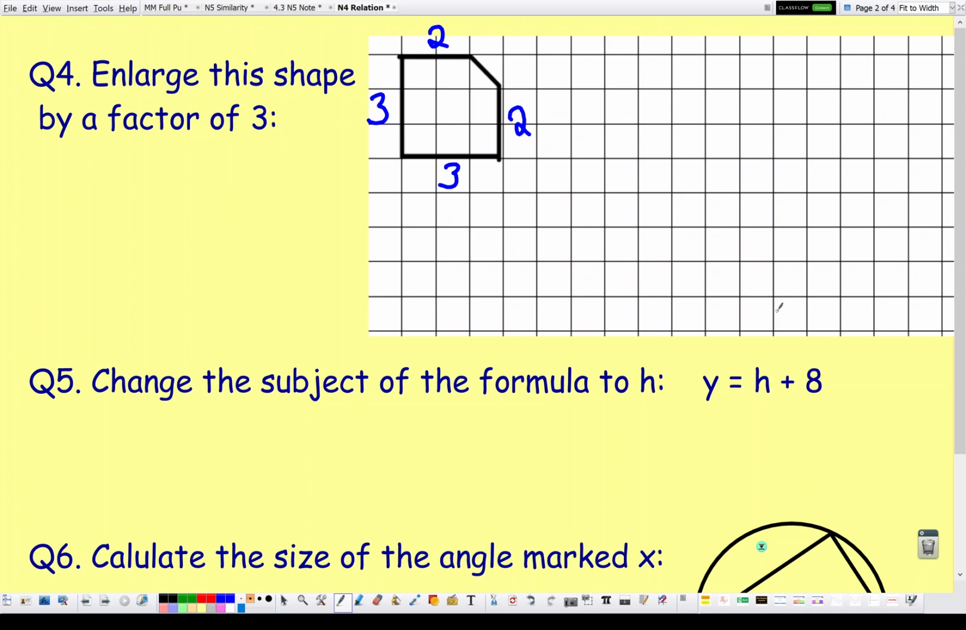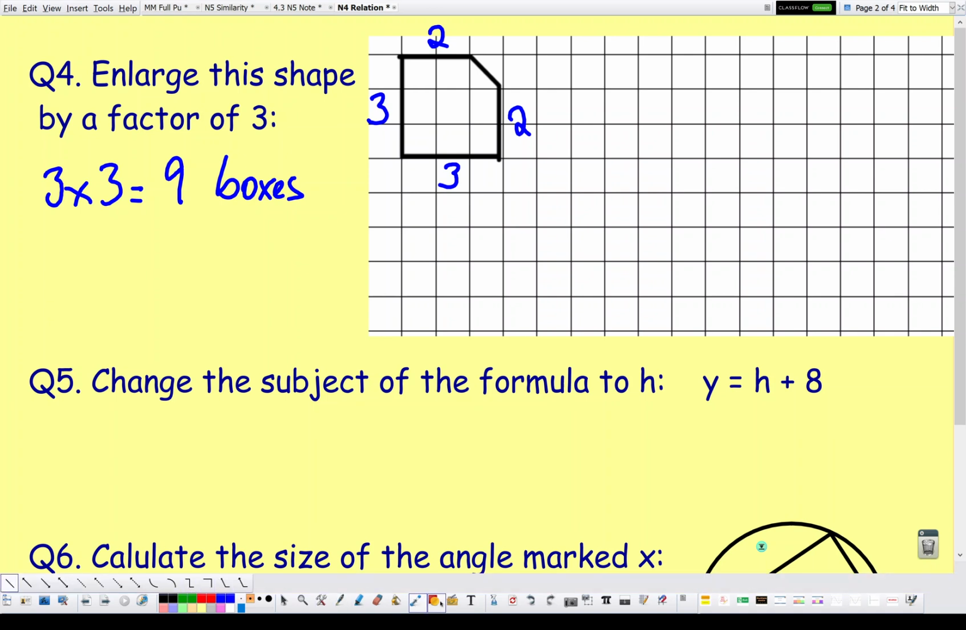So along the bottom, that new horizontal line at the bottom is going to go from 3 to 9. So it's going to be 3 times 3. That's going to be 9 boxes along the bottom. So I can start by drawing a line that's approximately 3 times as big. So I'm going to try and do as best I can to 9 boxes. That's not a black line.